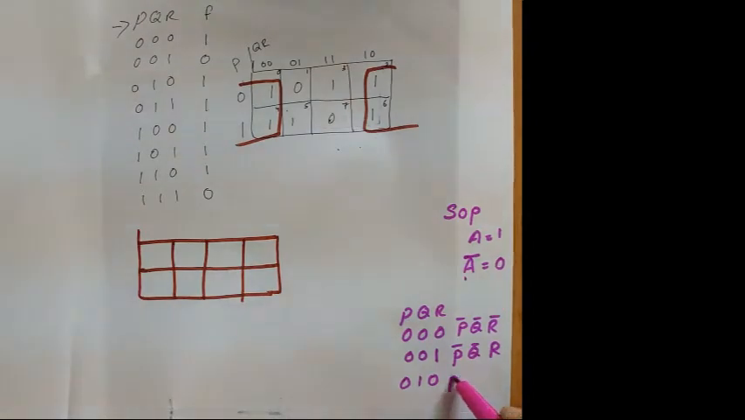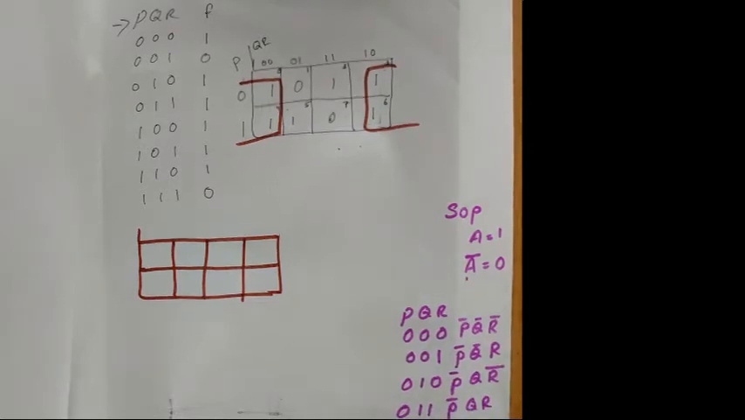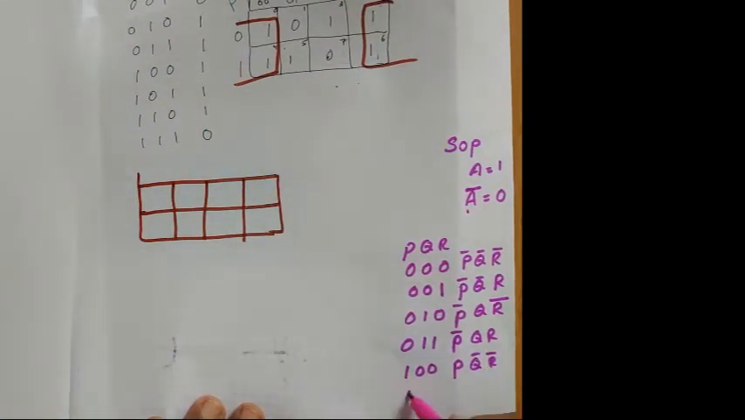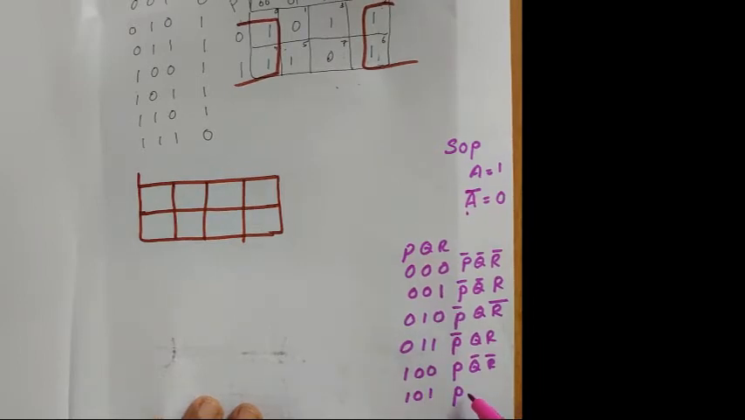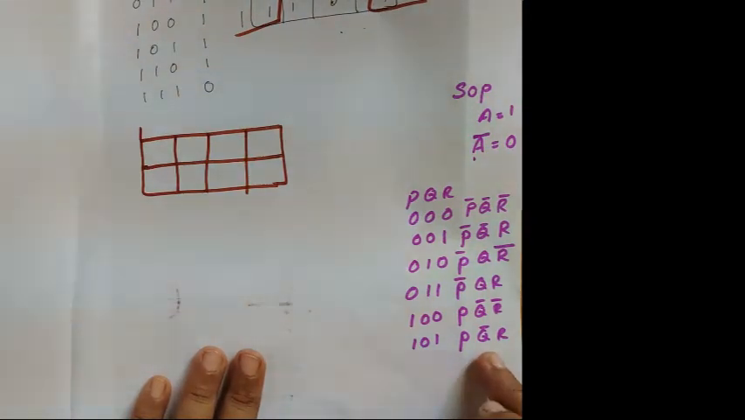0, 1, 0: P bar, Q, R bar. 0, 1, 1: P bar, Q, R. Okay. 1, 0, 0: P, Q bar, R bar. 1, 0, 1: P, Q bar, R. So whenever 0 is coming, you have to keep a bar over there.